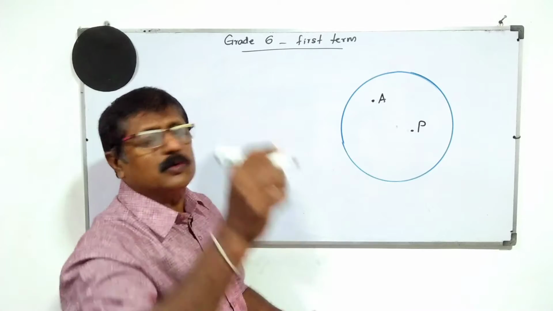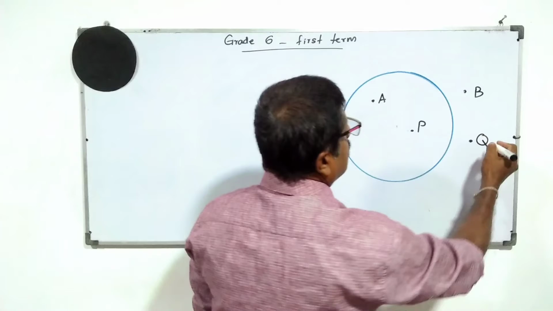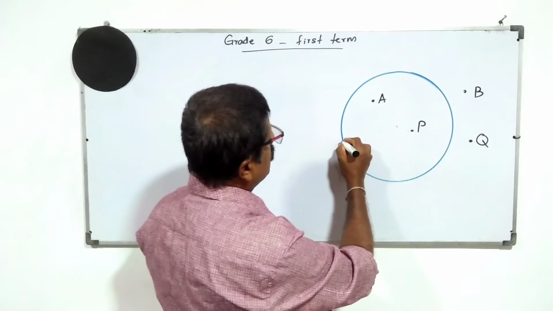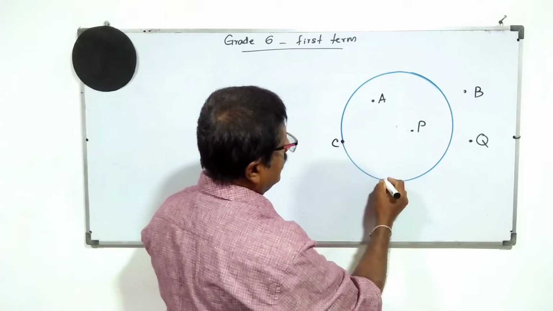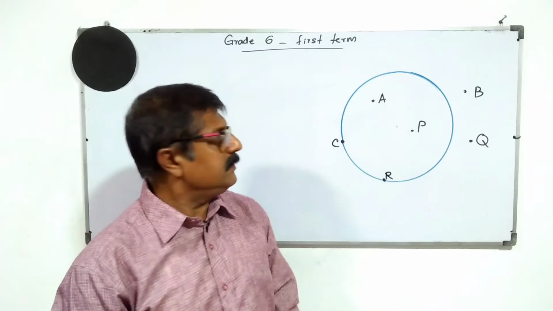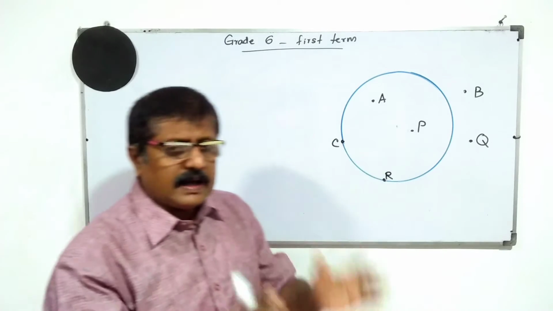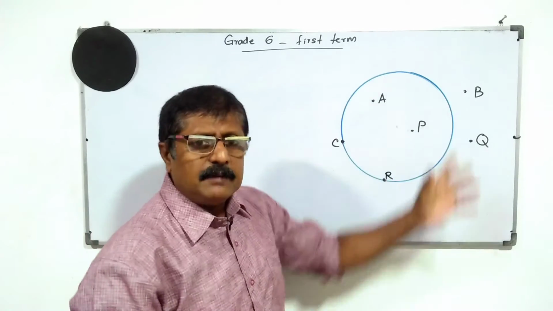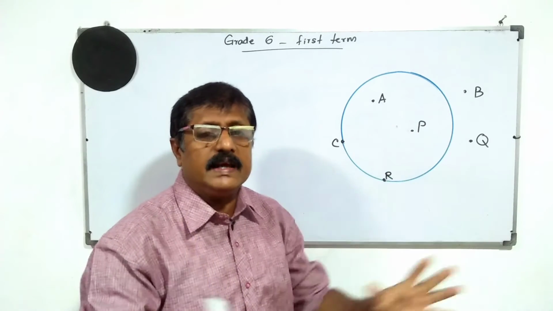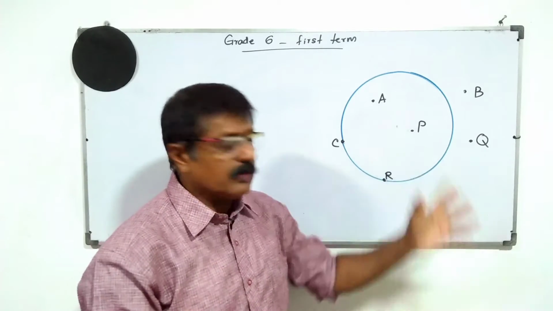Then points B and Q outside the circle. Then what are the other ones? C and R on the circle, anywhere on this line. Right. Now by answering this question, what did you learn? This area is separated into 3 areas by the circle: inside, on, outside. Right?